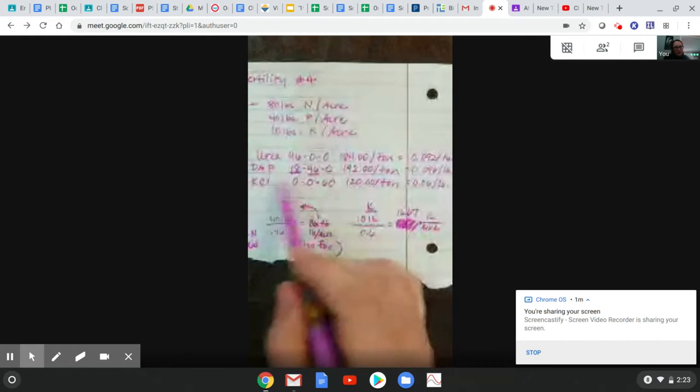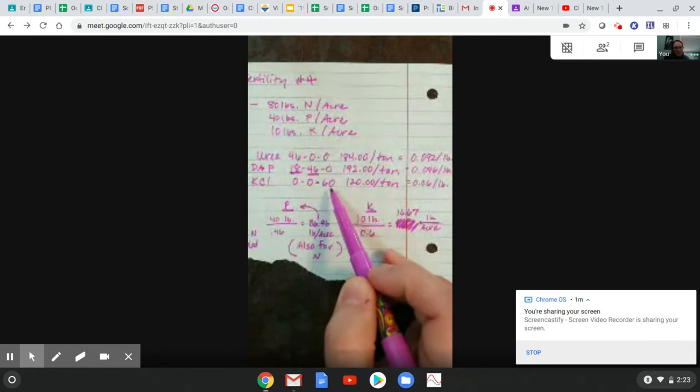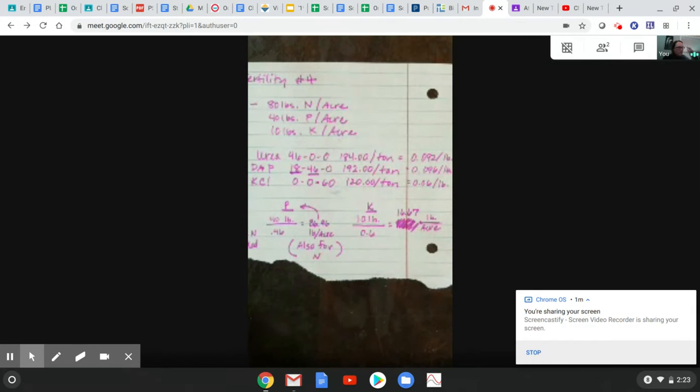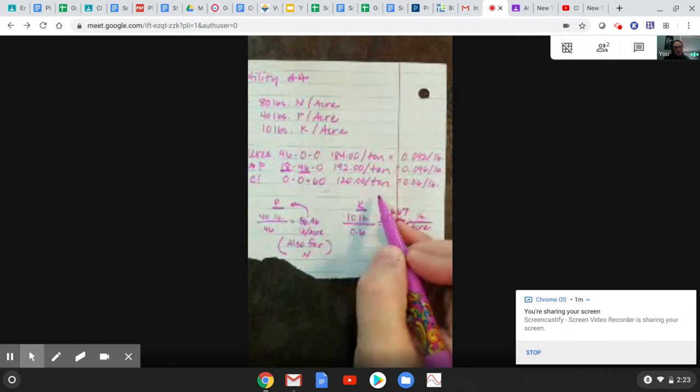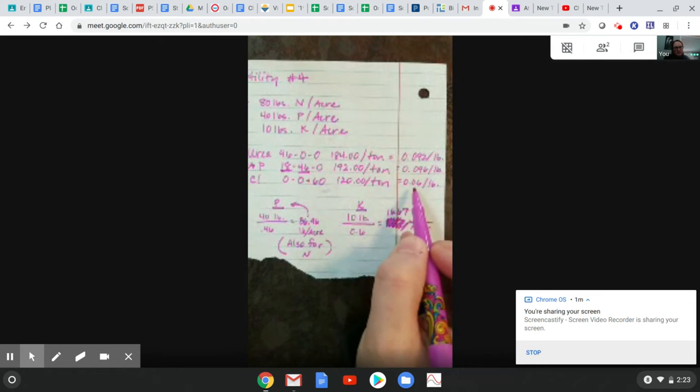The potassium chloride is what provides me with the potassium fertilizer. So I have to use all three of these different fertilizers to get what I need in my field. This fertilizer right here is 60% potassium. It costs $120 a ton, so it ends up being about 6 cents a pound.